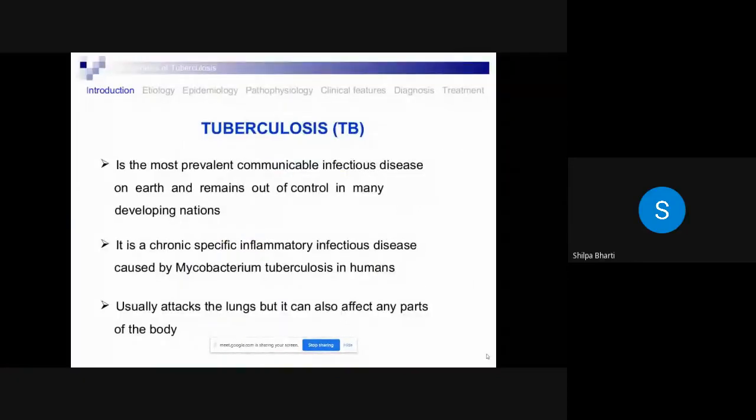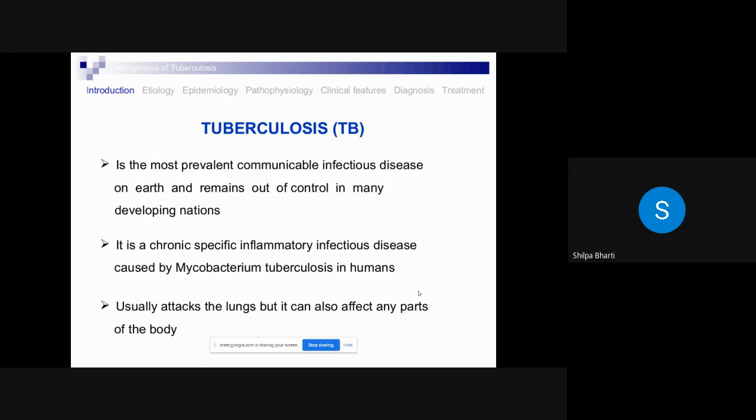So today I'm going to discuss infectious diseases, and we have to discuss two of them. One is tuberculosis, which I'm taking up today, and the next is hepatitis. Okay, so let's talk about tuberculosis.